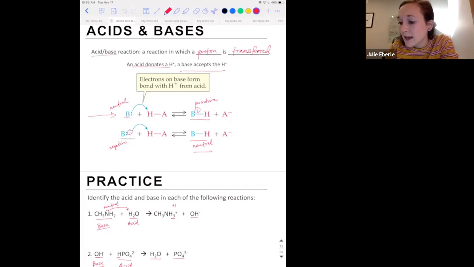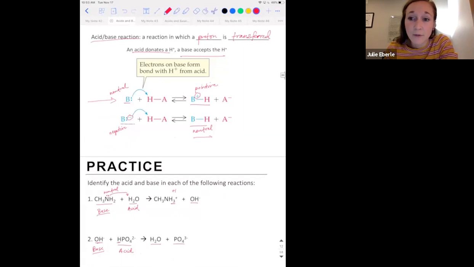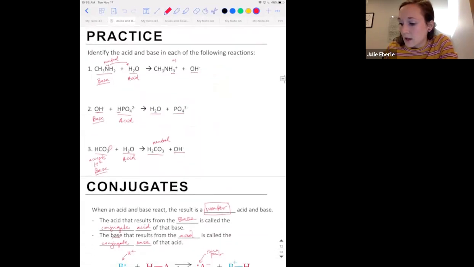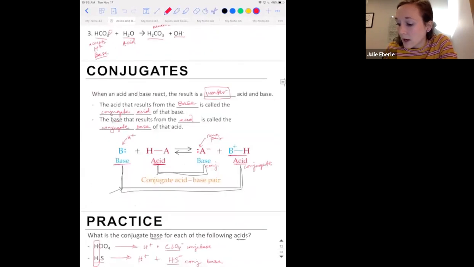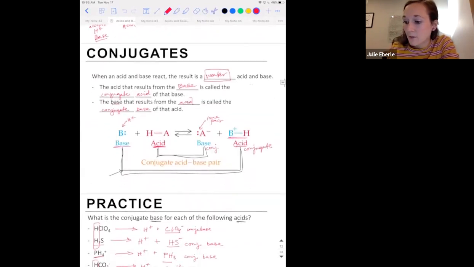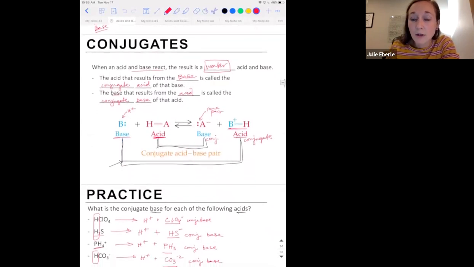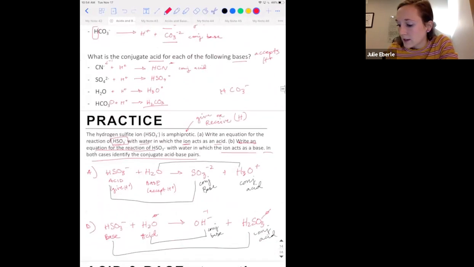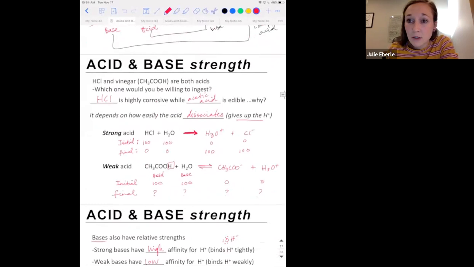We redefined an acid-base reaction. Instead of just one that makes water as a product, we said it's a reaction in which a proton is transferred. That's a more general definition. You can have an acid-base reaction even if you're not making water, but you just have to make sure a hydrogen ion is transferred. And then we practiced identifying those. We talked about conjugates, and we said when an acid-base reaction occurs, the result is a weaker acid and base. And we learned how to label and identify acid-base conjugate pairs. Practice writing those out. And then we got into acid-base strength.